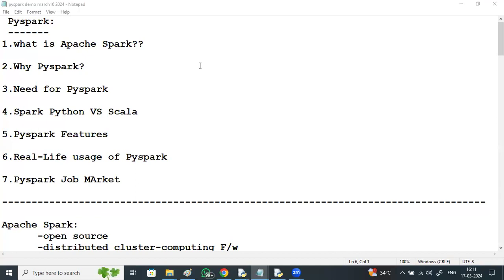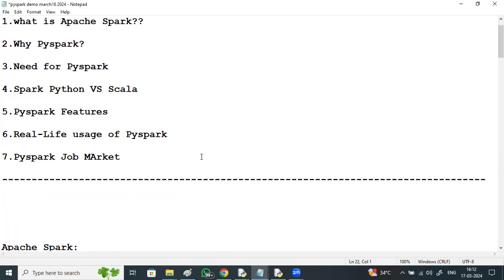In yesterday's session, I was briefing you about Apache Spark, why PySpark, the need for PySpark, a comparison between Python and Scala, PySpark features, real life usage of PySpark, and the PySpark job market, right? Yes. So, starting with this, today.